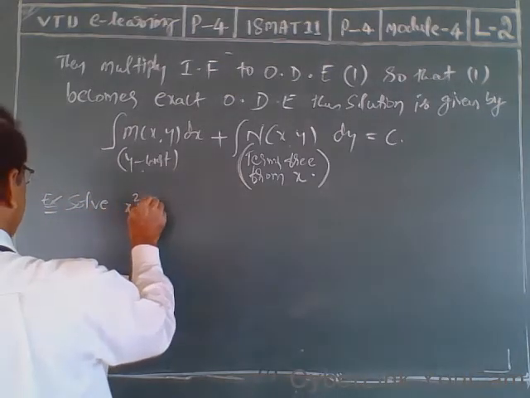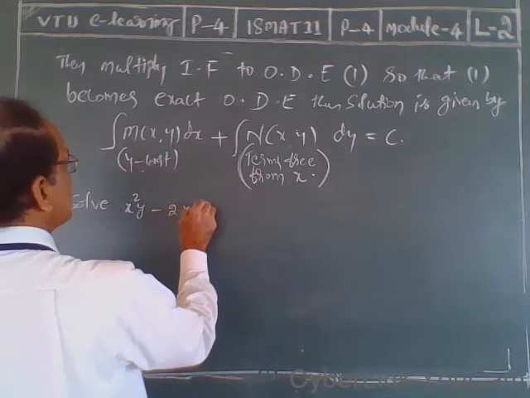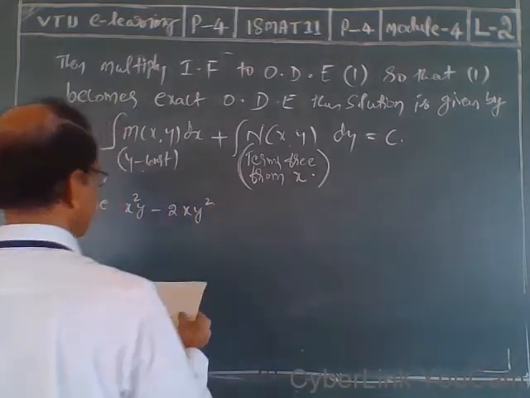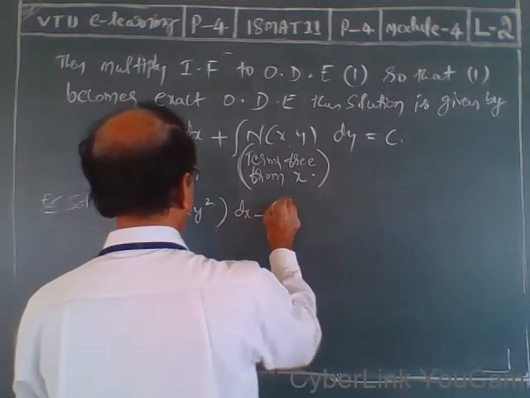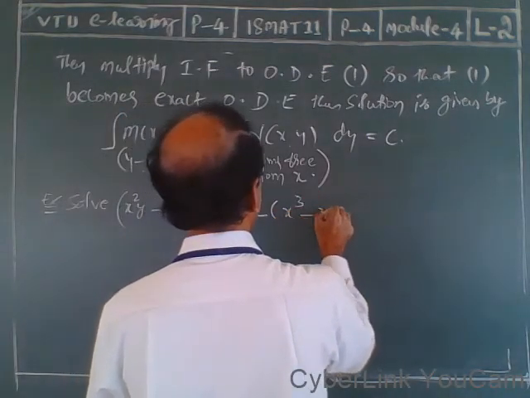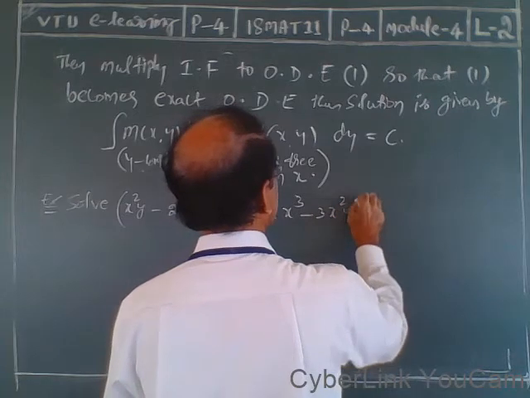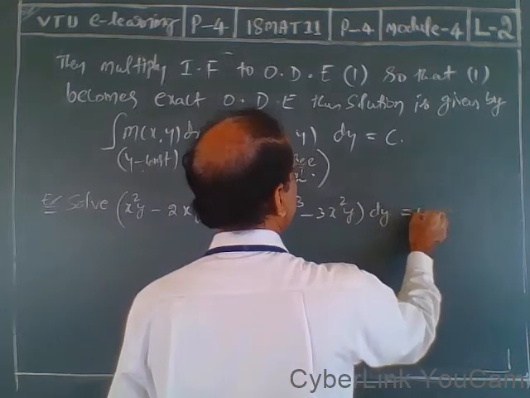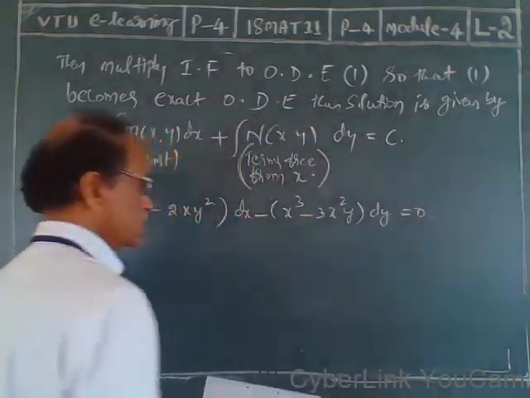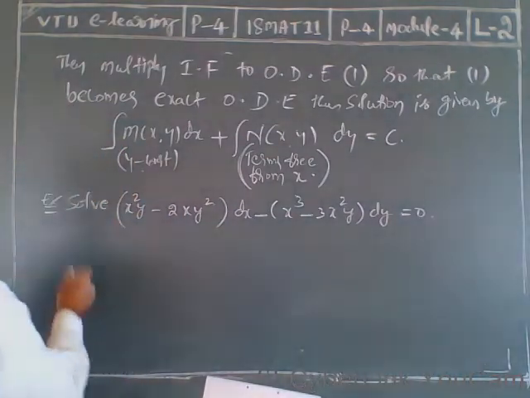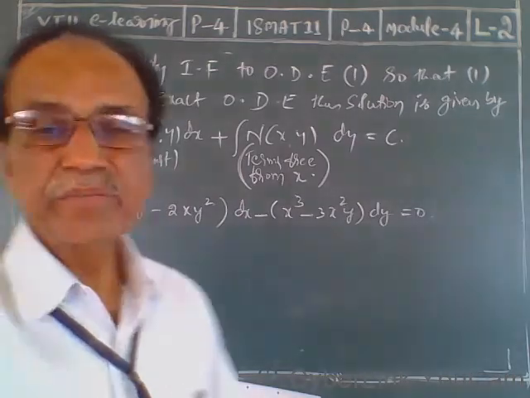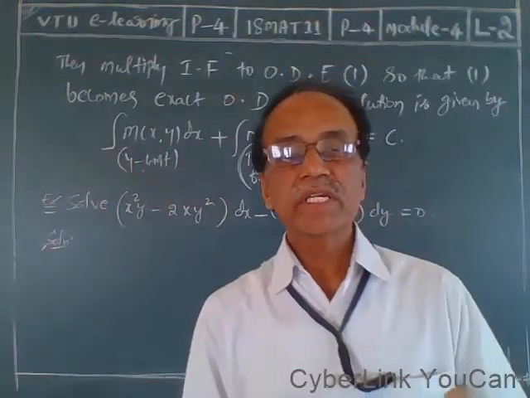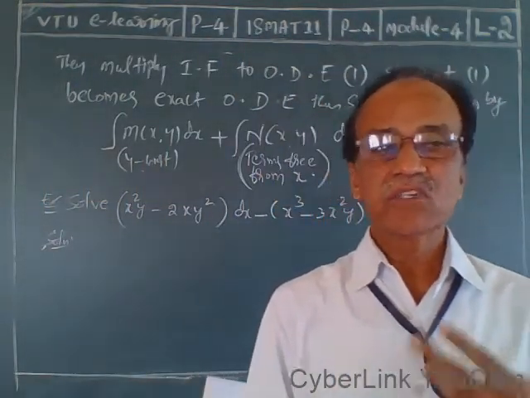Solve (x square y minus 2xy square) dx minus (x cube minus 3x square y) dy equal to 0. Then the first step is you have to verify whether it is exact or non-exact.